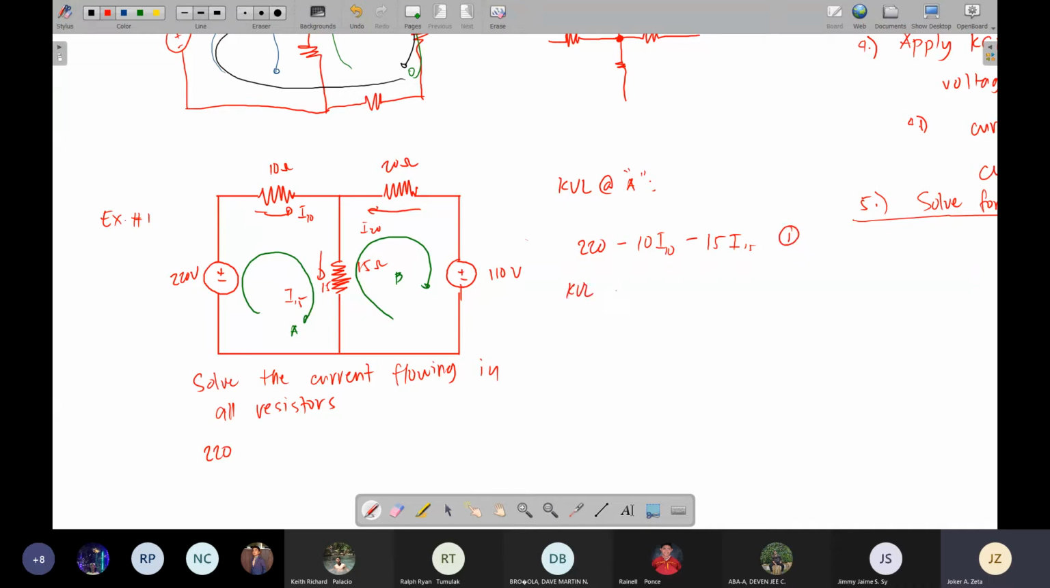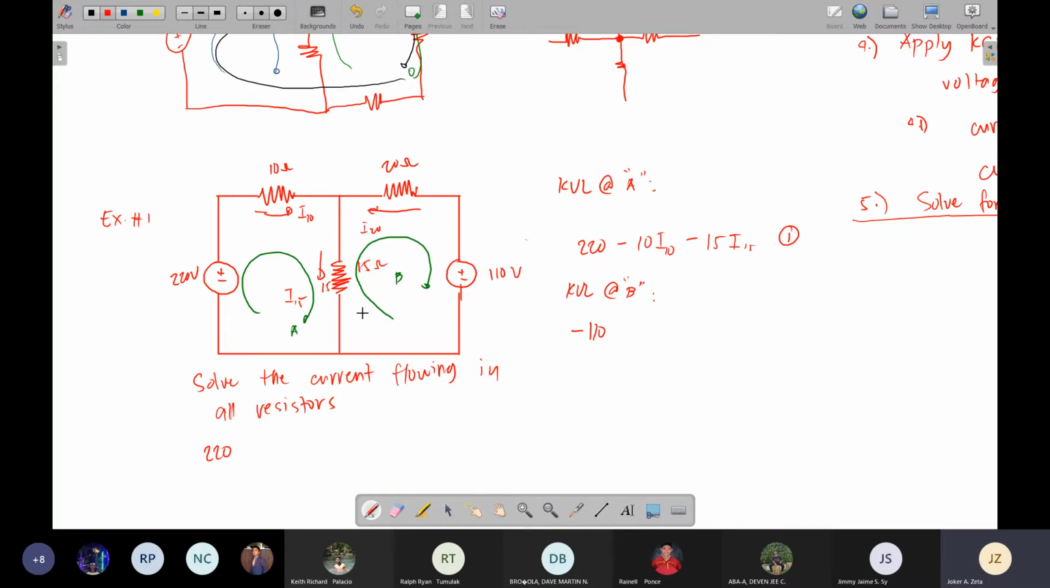Next, KVL at loop B. So, KVL at loop B, again, as much as possible, keep the loop simple. So here, I will start at the supply voltage. The arrow enters the positive side and exits the negative side. That means our supply would be negative 110. So whatever sign you exit with, that would be the sign you use when forming the equation. So again, passing the voltage source, that is negative 110.